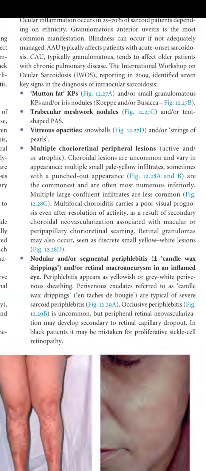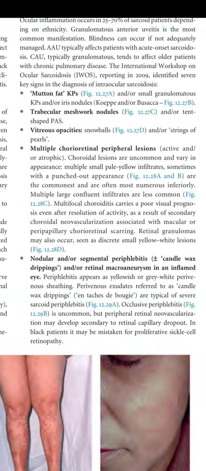Periphlebitis appear as a yellowish or grey-white perivenous sheathing. Perivenous exudate, referred to as a candle wax stripping, and Tache de Bougie are typical of the severe sarcoid periphlebitis. Occlusive periphlebitis is uncommon, but peripheral retinal neovascularization may develop secondary to the capillary dropout. In black patient, it may be mistaken for proliferative sickle cell retinopathy.